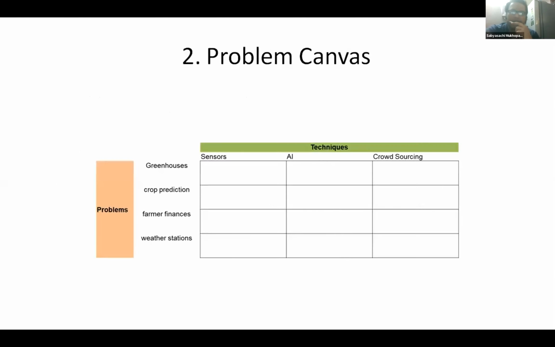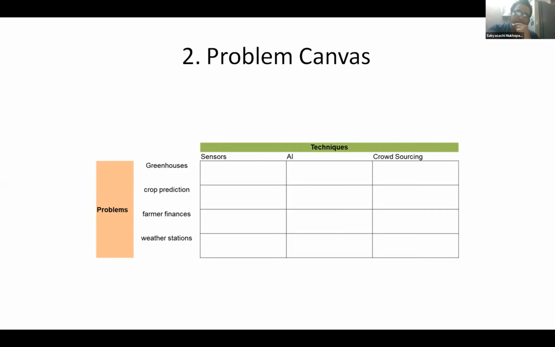So look at this particular plot, that is the plot of the problem canvas. In the problem canvas, it's the second stage. First of all, we saw the resource mapping. Now we are seeing the problem canvas. If you see the techniques we are following, for example, sensors, AI, crowdsourcing, and the problems like greenhouses, crop predictions, farmer finances, weather stations. This problem canvas has been designed keeping in mind that we are deploying AI for the agricultural domain. Now map the same problem in the healthcare domain. Do the brainstorming. If you do the brainstorming, you will be able to understand it in a proper manner.